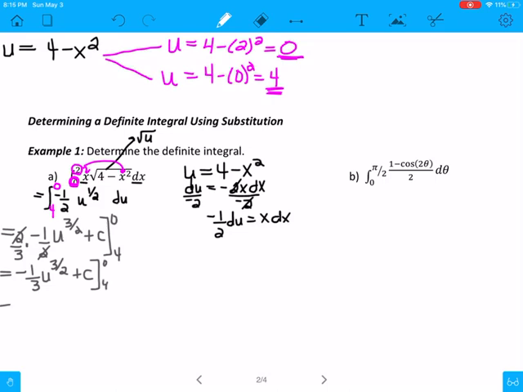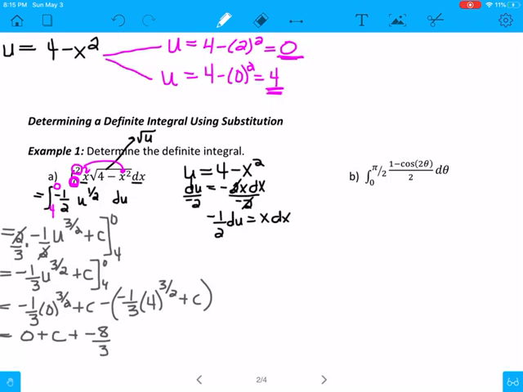Now I plug it in. Negative 1/3 times 0 to the 3 halves plus c, minus negative 1/3 times 4 to the 3 halves plus c. Okay, so I'm going to get 0 plus c, plus 4 to the 3 halves, which is the square root of 4 cubed. Square root of 4 cubed is 2 to the 3, which is 8. So I'm going to get 8 times negative 1/3, so negative 8/3.